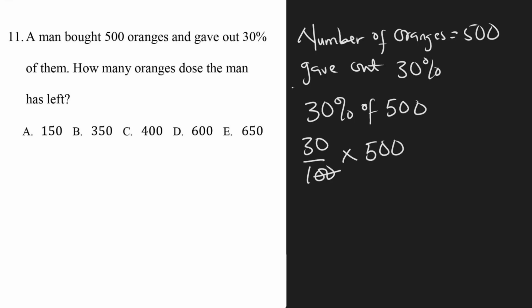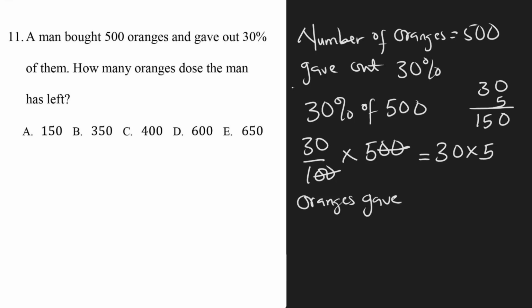So the two zeros cancel. You're left with 30 times 5. So let's multiply up here. 30 times 5. 5 times 0 is 0. 5 times 3 is 15. So the number of oranges given out is equal to 150 oranges. Right? So now this is not our answer.